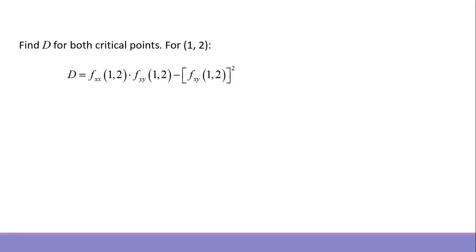For the point 1, 2, we need to find f sub x of 1, 2, which means substitute 1 into f sub x where you see that x. So 6 times 1 is going to be 6. F sub yy is 2 minus f sub xy squared, 0 squared. So we get a value of 12.